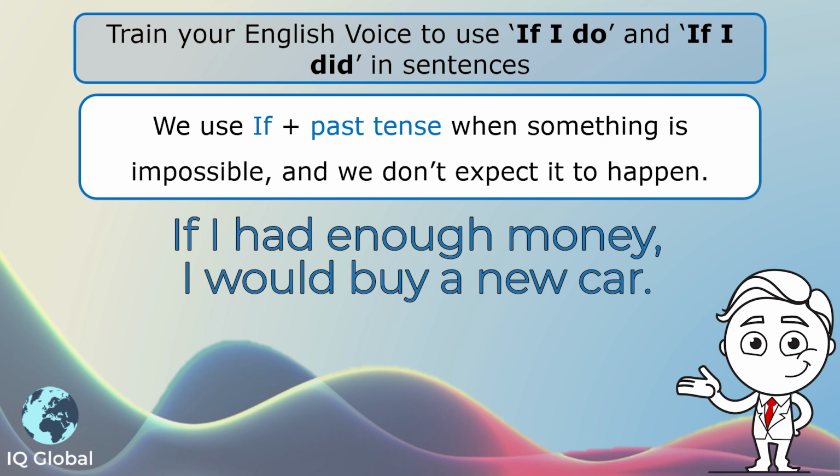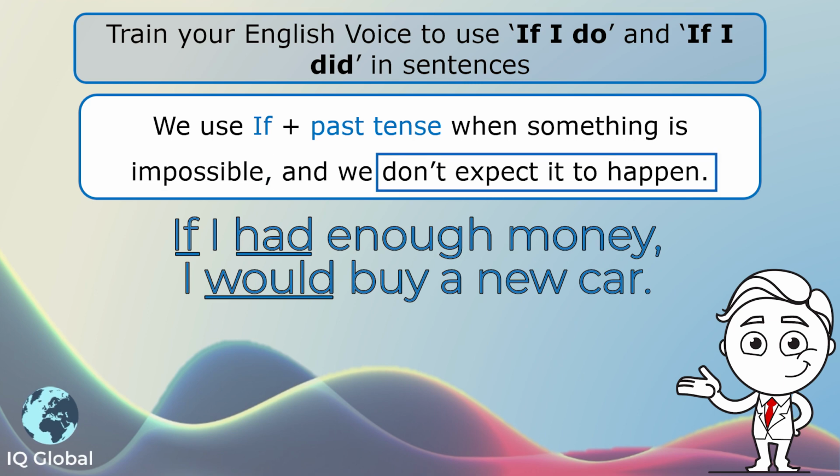If I had enough money, I would buy a new car. We have if, past tense verb had. If I had enough money, I would buy a new car. So this is something impossible because I don't have enough money and I don't expect it to happen.